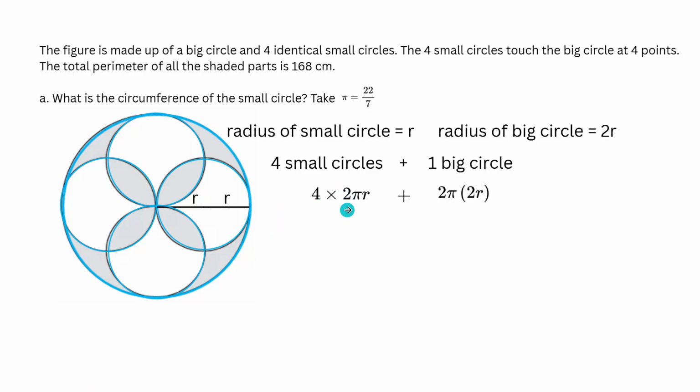So this is 4 times 2, 8 pi r, plus 2 times 2, 4 pi r, which is equal to 12 pi r. And this 12 pi r is equal to 168 as per given in the question. So 12 pi r is 168, and for pi, he has asked us to use 22 by 7. So 12 times 22 by 7 times r is equal to 168.